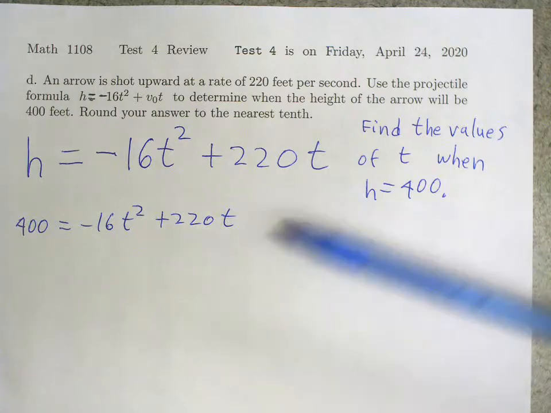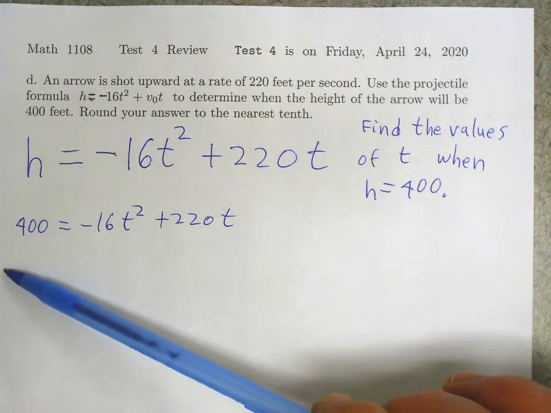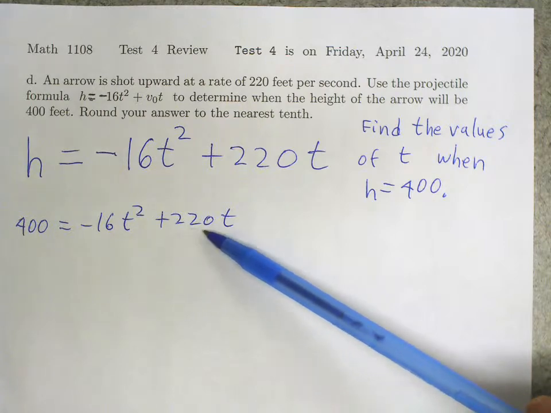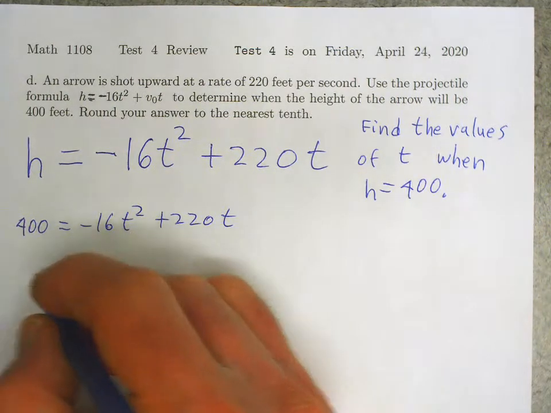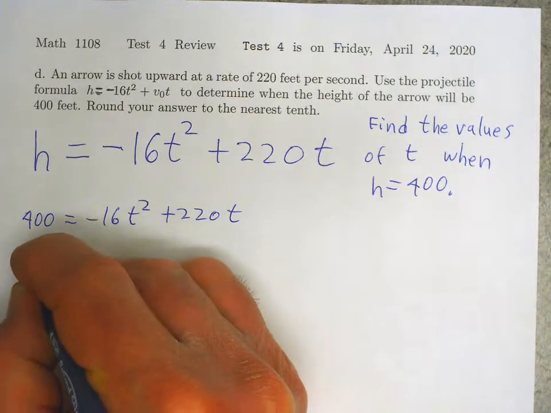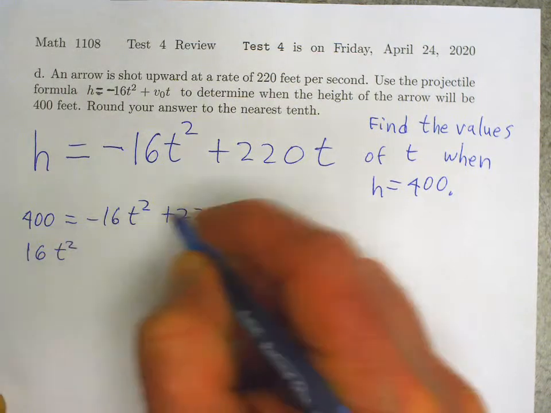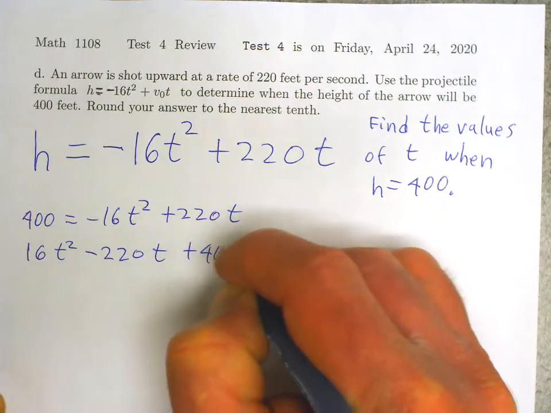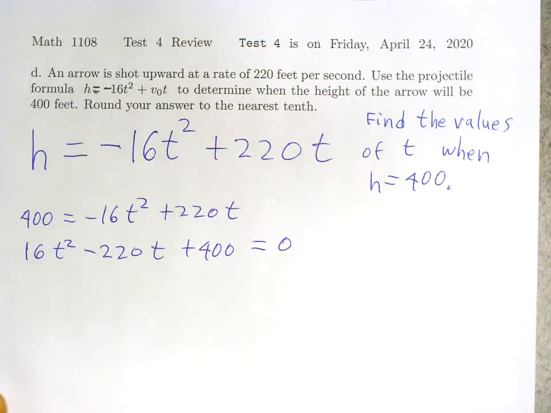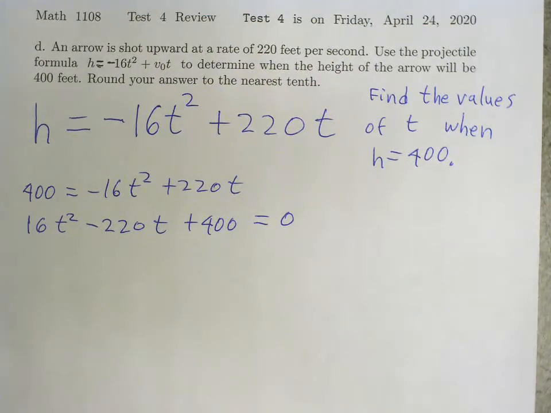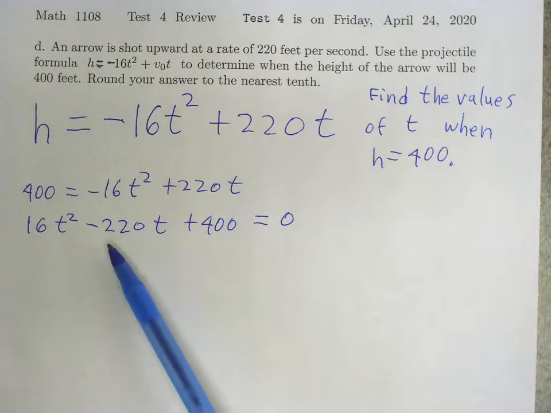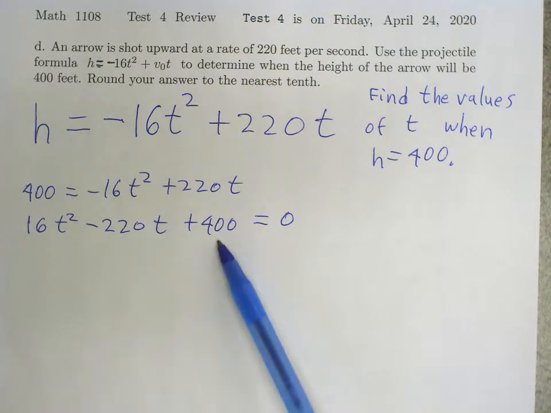So what I'm going to do, I'm going to add 16t to the second to both sides, and I will also subtract 220t, and the equation in standard form will look like 16t to the second minus 220t plus 400 equals 0. We can proceed to use the quadratic formula with values a equals 16, b equals negative 220, and c equals 400.